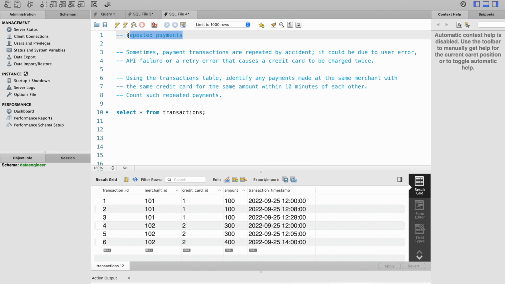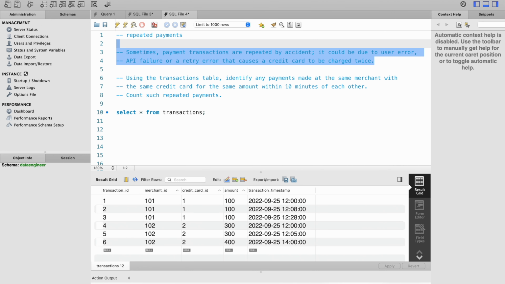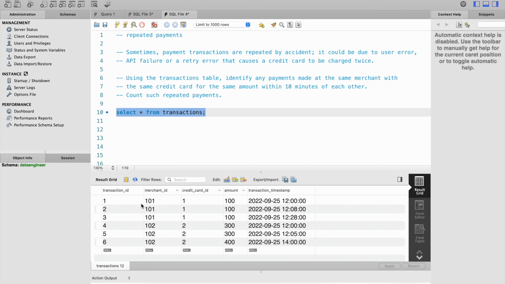So let me first introduce you to the problem statement. Sometimes payments and transactions are repeated by accident. It could be due to user error, API failure, or retry error that causes a credit card to be charged twice. Using the transactions table, which contains 6 rows here.